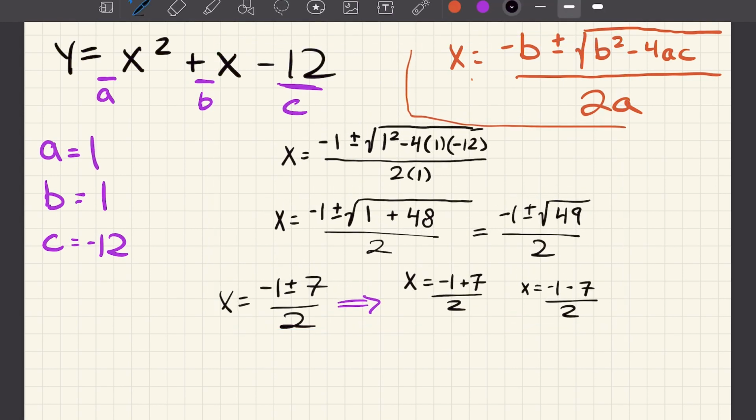Okay. So let's start with this one here. What is -1 plus 7? 6, divided by 2 is 3. And then what is -1 minus 7? That would be -7 plus 1, which is -6.